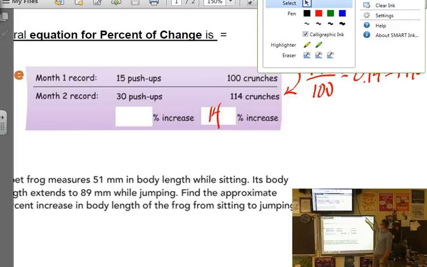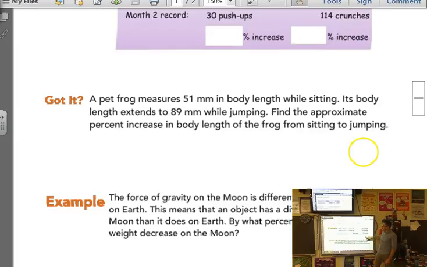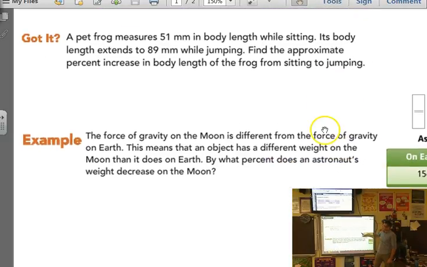Try the got it when a frog jumps. We measured its body sitting still on the table. It was 51 millimeters. 51 centimeters would be a crazy large frog. 51 millimeters end to end. It jumps. We're recording slow motion or something like that. And we see that it is now 89 millimeters end to end. What is the percent increase in body length? Try this on your own. You may chat with a friend near you to help you.